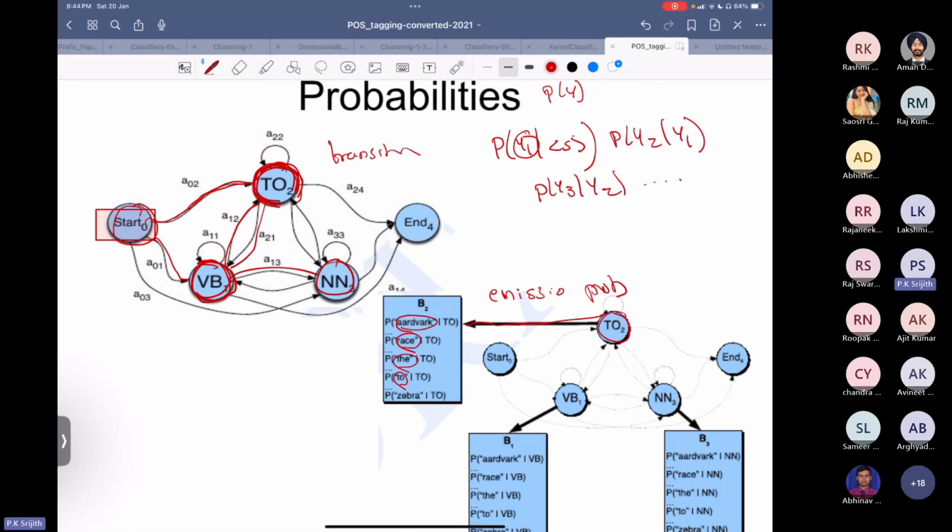So in the Viterbi algorithm that you are discussing, this Aij represents the transition probabilities. Like A24 represents the probability of moving to the end label from a label like to, and here A21 represents the probability of VB given to, A12 represents the probability of to given VB, right? So all these Aijs represent the transition probabilities that you have.